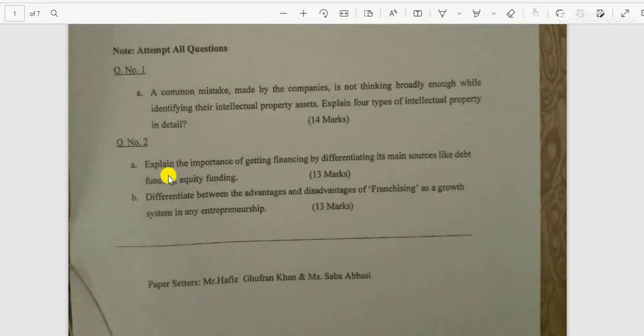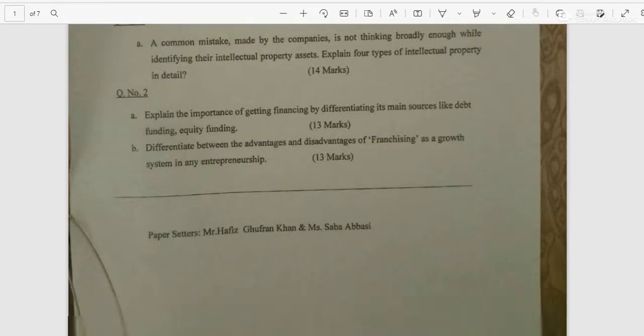Question number 2. Explain the importance of getting finance by differentiating its main sources like debt funding, equity funding, debt financing, or you can say equity financing, right? And then part B is differentiate between the advantages and disadvantages of franchising as a growth system in entrepreneurship.